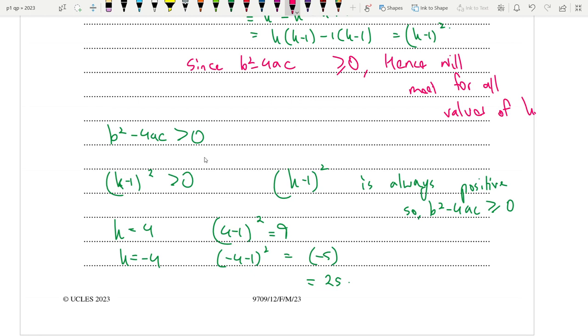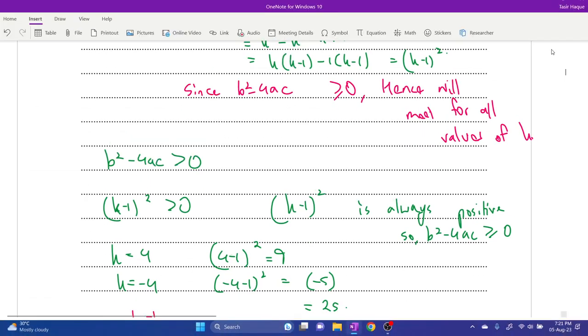So check this. What if the value of k is equal to 1, right? So 1 minus 1 whole square, which is 0. But 0 doesn't mean the roots are imaginary, right? It just means that the roots are real and equal. So if you are whole squared, remember, the value will always be positive.